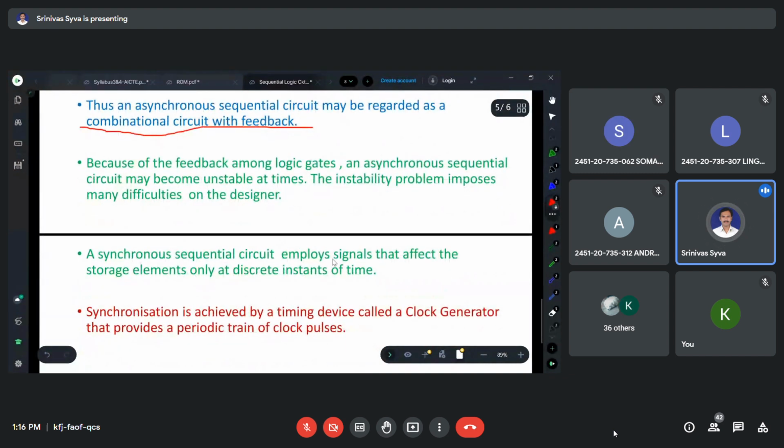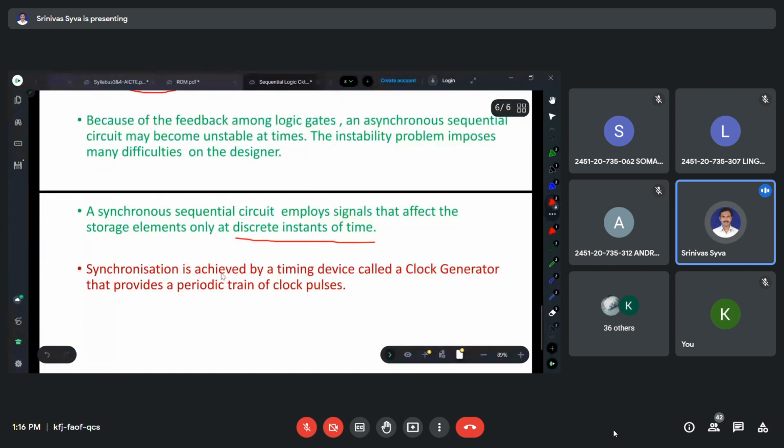A synchronous sequential circuit employs signals that affect the storage elements only at discrete instants of time. I told that point in the beginning also. Only at a particular instant of time will the changes take place in the synchronous sequential circuit. Synchronization is achieved by a timing device called a clock generator. So the clock pulse is an important element in synchronous sequential circuits. A clock generator is a circuit which will provide a periodic train of clock pulses.